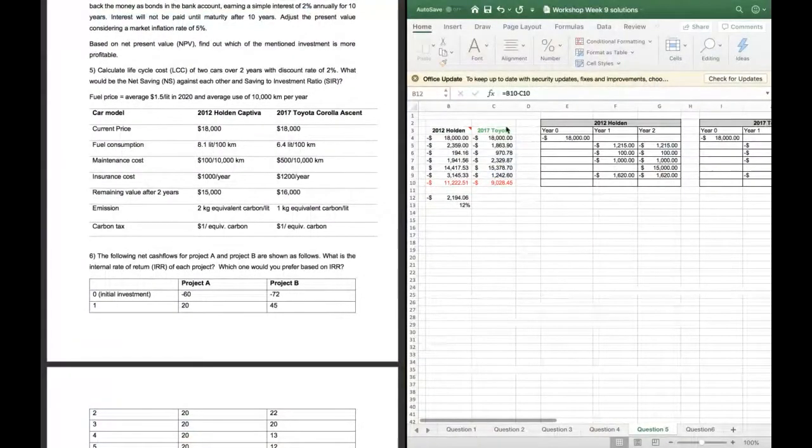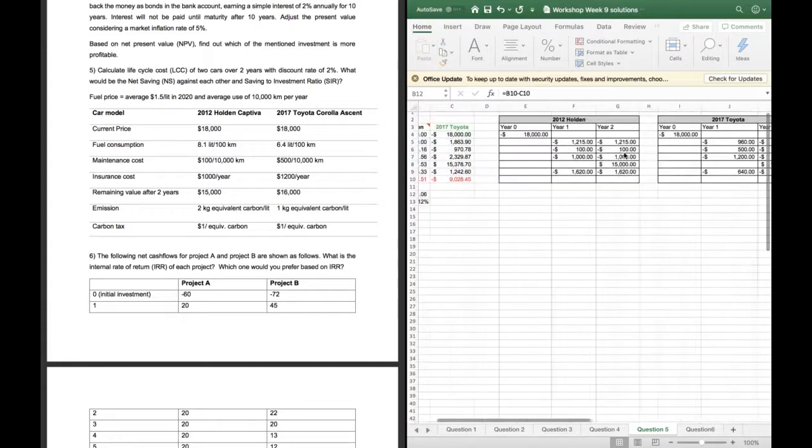All right, so if you want to go for the 2012 Holden, you will have to pay 18,000 in today's price, so year zero. Now you're going to find out all the expenditures that you will have to incur in year one, both for Holden and for Toyota. So let's see.